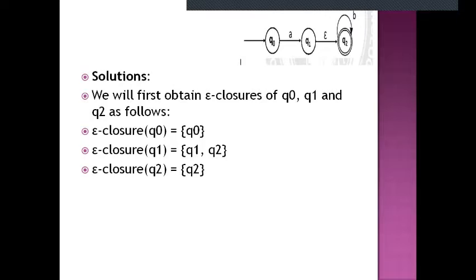The E closure of Q1 consists of Q1, and then from Q1 through epsilon transition, we can move to Q2. So E closure of Q1 is Q1 and Q2. And then E closure of Q2. From Q2, there is no epsilon transition, so we have only the Q2 state. So E closure of Q2 is Q2.